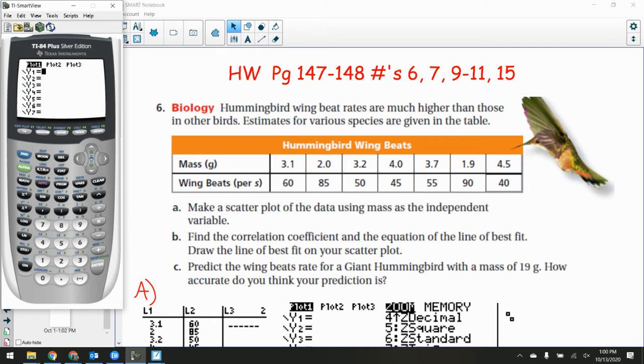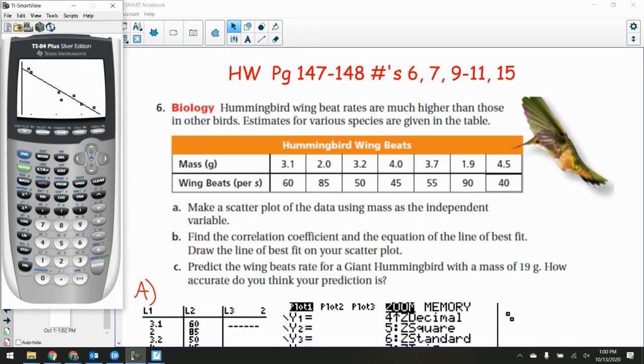To do that, you go VARS, right there. Choice 5 is statistics. And then scroll right twice to get to REGEQ, regression equation. And there's your equation. Okay, graph, and you should see the line come through the points. All right, so now I have my line on my scatter plot.